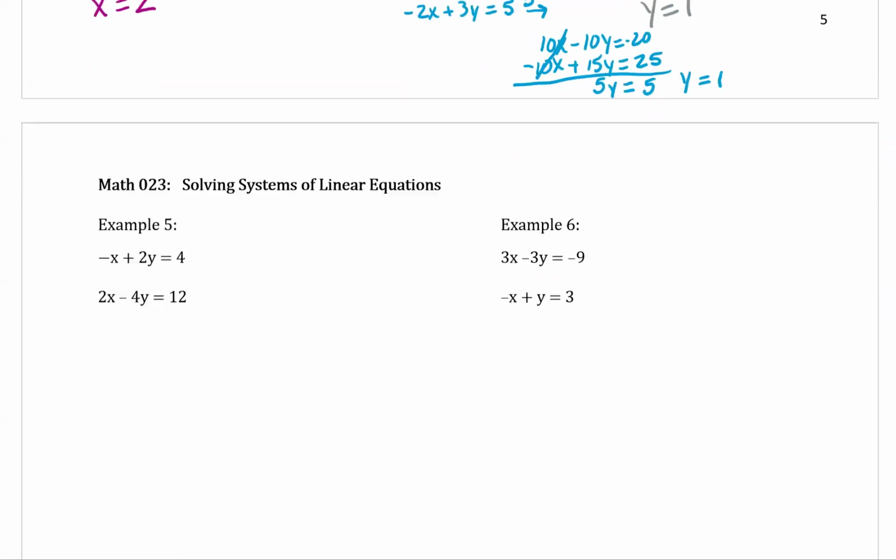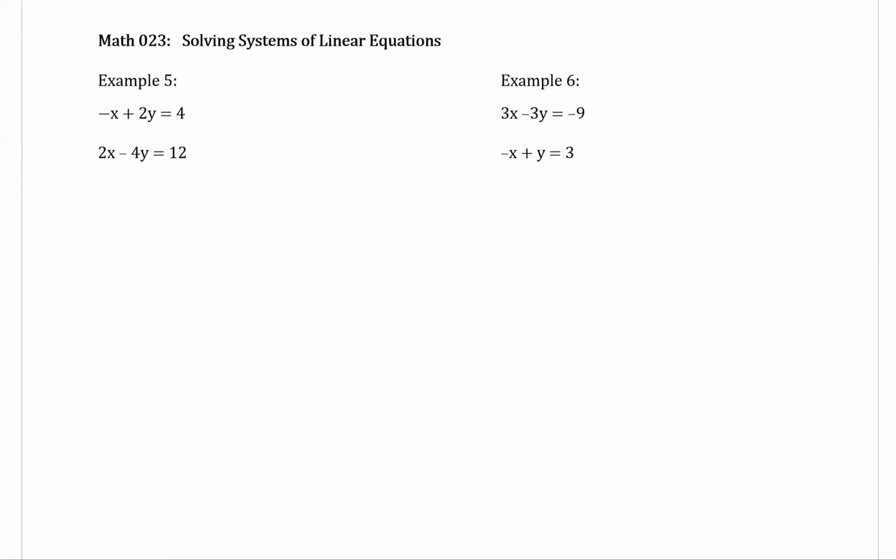Example 5. Again, the objective is to get opposite coefficients. We can multiply the first equation by 2, and that would give me a -2x and a positive 2x. And I'm also noticing the y. I can multiply the first equation by 2 and eliminate y. So let's see what's going on here. So multiply every term by a positive 2.